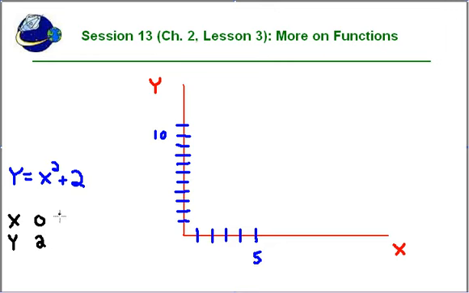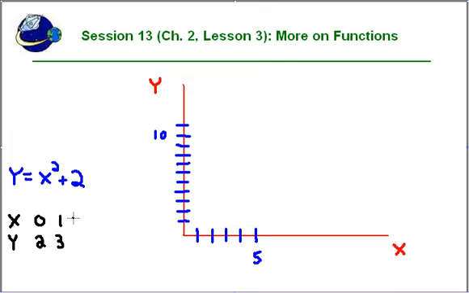Next, let's choose the number 1. Oftentimes smaller numbers are also helpful for determining a graph. Put in a 1 for the x. What's 1 squared? Well, 1 squared means 1 times 1. 1 times 1 is 1, plus 2 is 3. So when x is 1, y is 3.